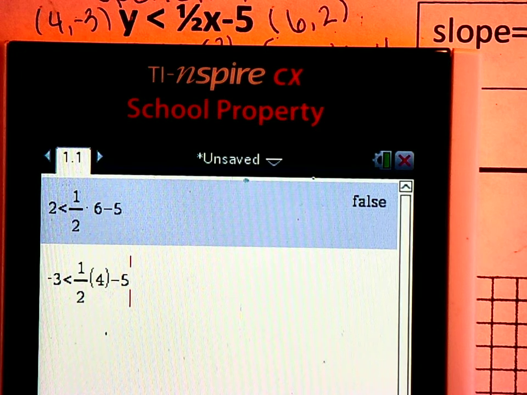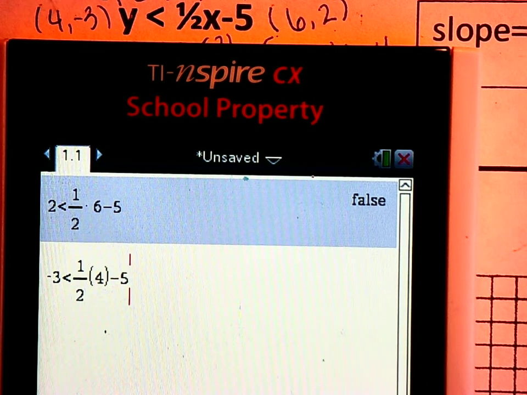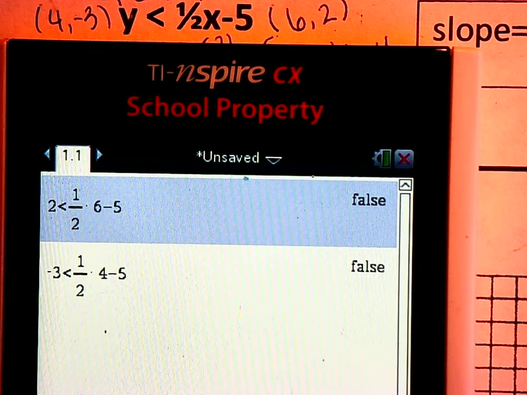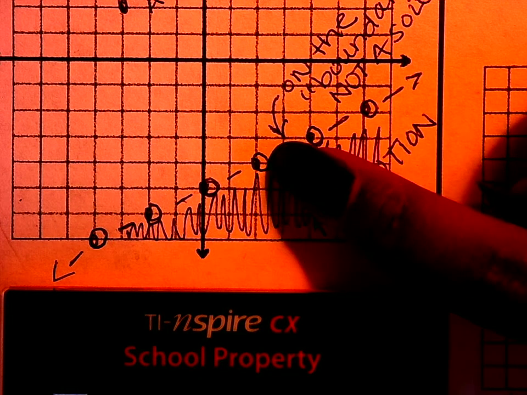You guys, this is the thing. You don't necessarily have to do the math. All you have to do is plug in the numbers. The calculator does the math for you. Go ahead and press enter. Is that a solution? Why do you think it's not a solution? Because on our graph we have that point.